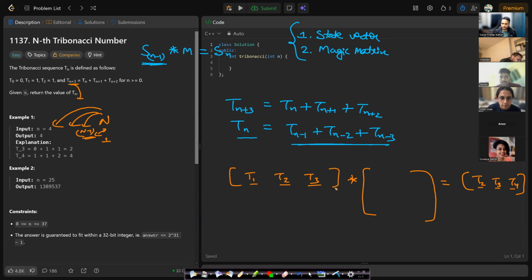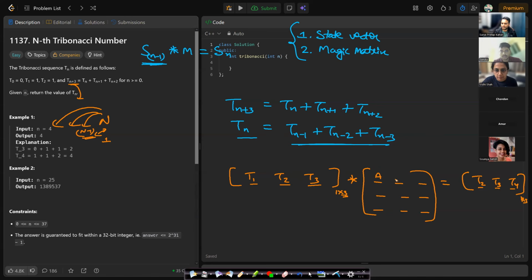Now this is 1 by 3 dimension. You know what this is going to be? It is going to be 3 by 3. So let's assume this to be A, B, C, D, E, F, G, H, I. Now what will happen? You compute what is T2, what is T3, what is T4 using these multipliers.